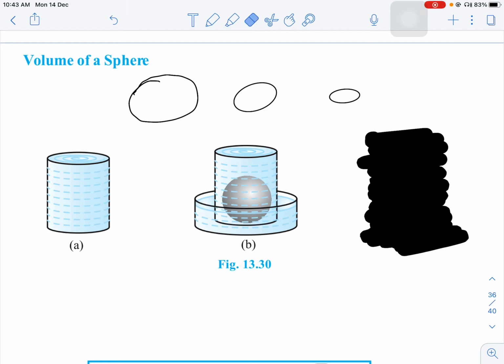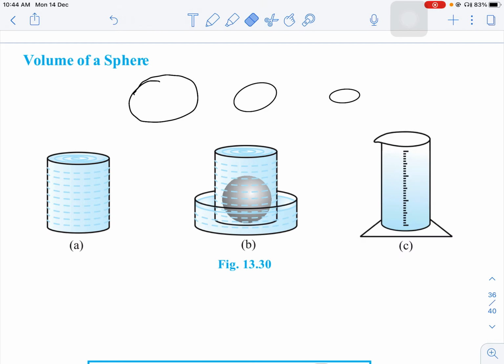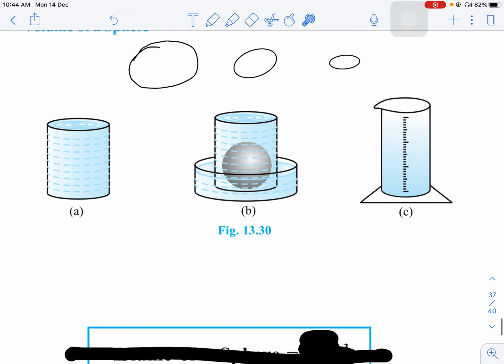After that, we have to collect all the water which is present in the trough, that is this part, into a measuring cylinder. Now this one is a measuring cylinder. After that, we have to just check how much water is present in this measuring cylinder. After that, we have to calculate a value.